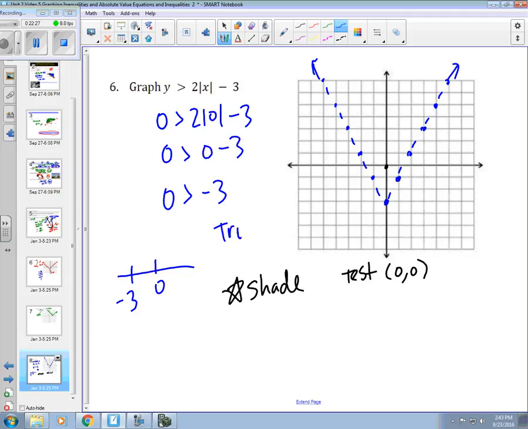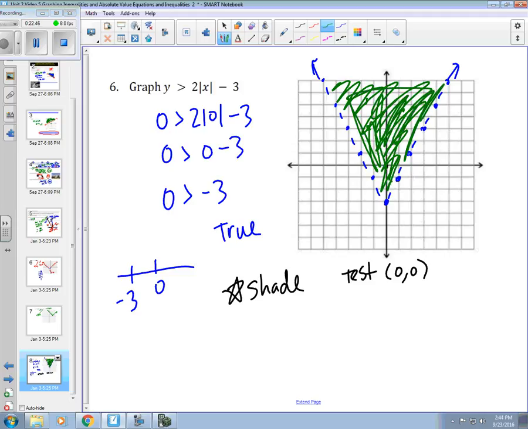This is true. If it comes out true, that means you want to shade everything on the side where 0, 0 is, because anything we pick in here should make this one true. So now you want to shade everything inside of this absolute value. And that's what the graph looks like. All right, you try some of these out on your own now on the practice.